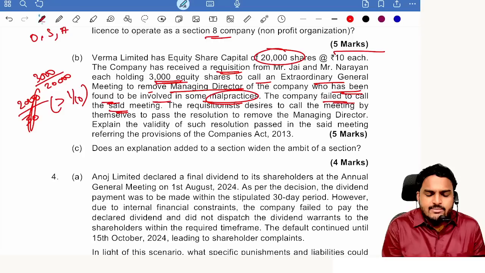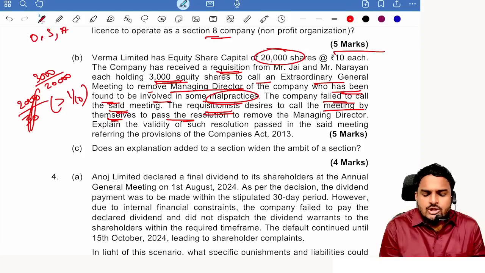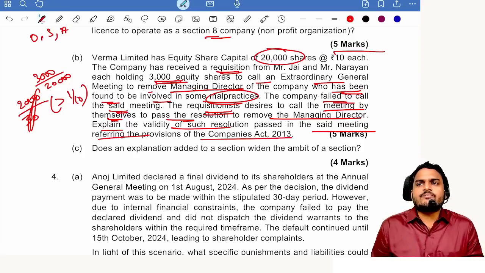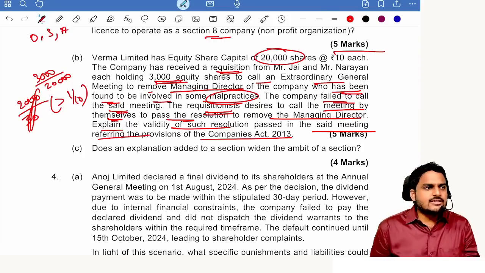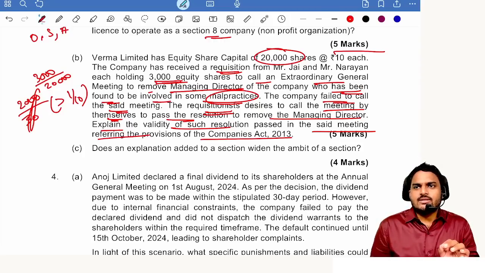Company failed to call the said meeting. The requisitionists desire to call the meeting by themselves to pass the resolution to remove MD. Explain validity of such resolution passed in the said meeting, referring to the provisions of Companies Act 2013. They can call for a meeting within 3 months of date of requisition. First of all, requisition is valid. Why? We need just 1/10 of the paid up share capital. Condition satisfied.